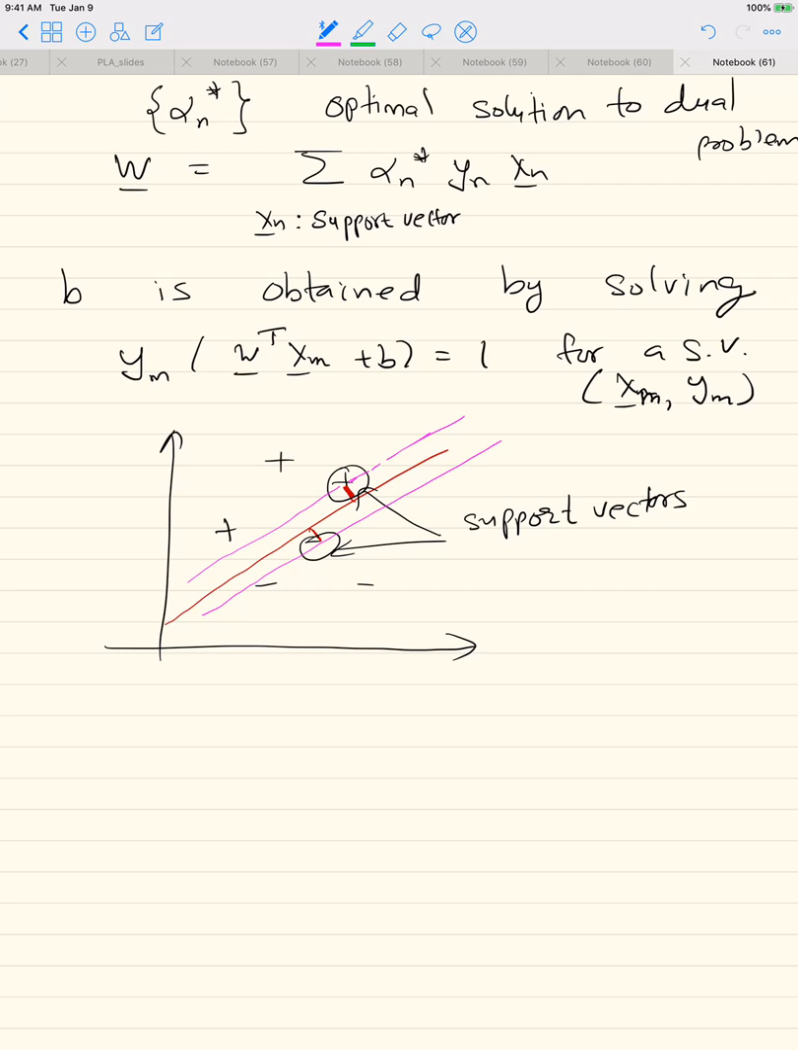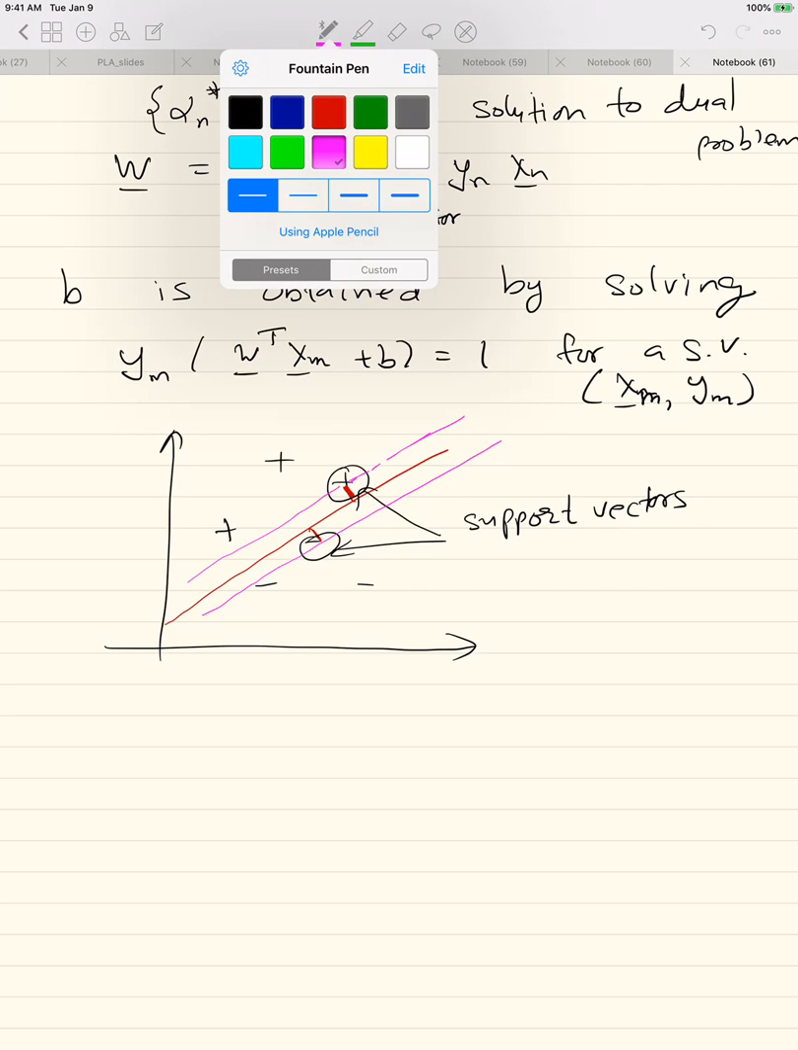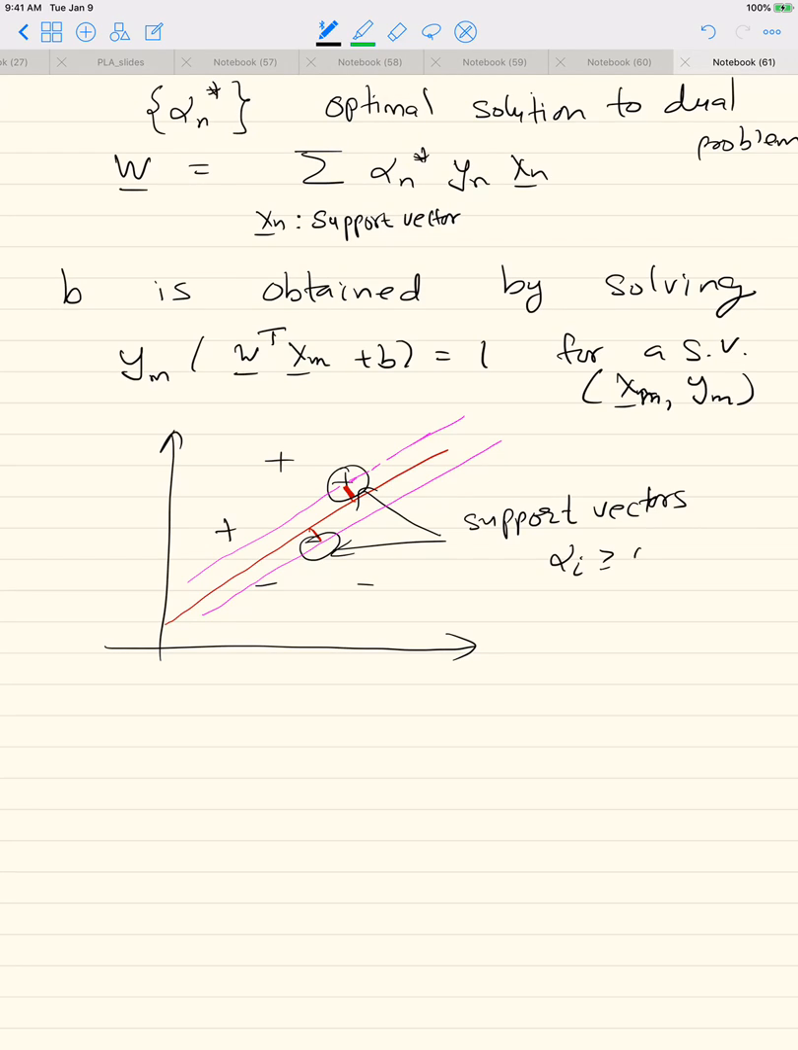The support vectors are the only ones that determine the solution, and for the support vectors, these are the only points where the alpha i's are strictly positive. For all other points, alpha i's are going to be 0. So if you remove them, it will not affect the solution of either W or b.